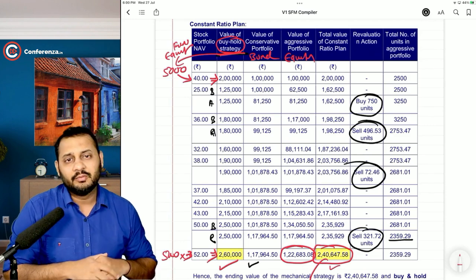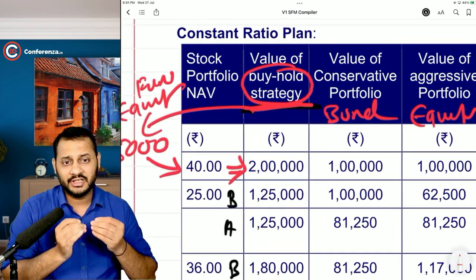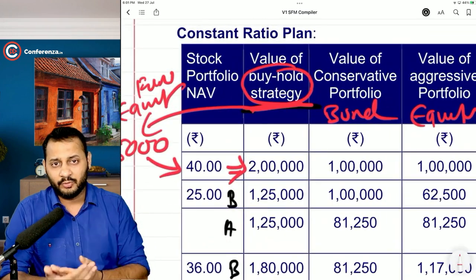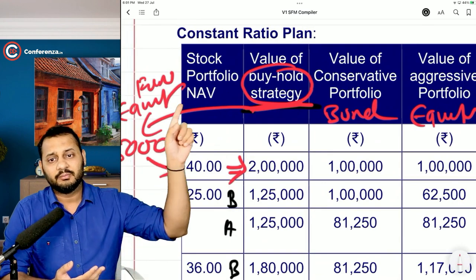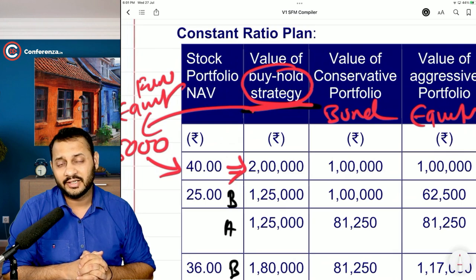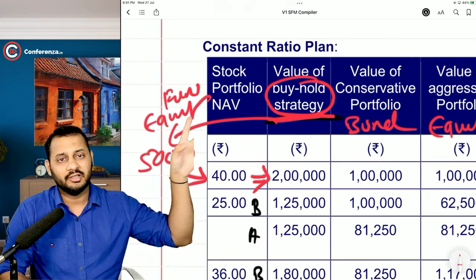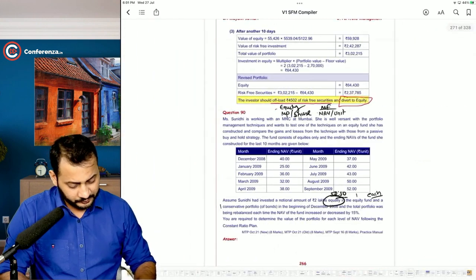One thing that might come to your mind, the doubt is whether we have to invest equally in the bond and equity for the buy and hold strategy also, and that might be true to some extent, but the institute has followed only an equity fund in the buy and hold strategy. Why? I will tell you.